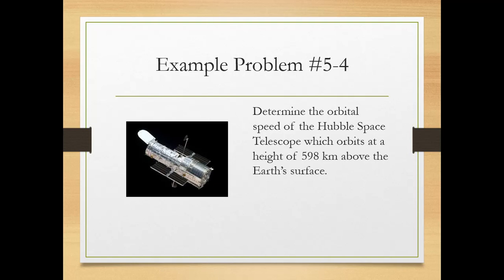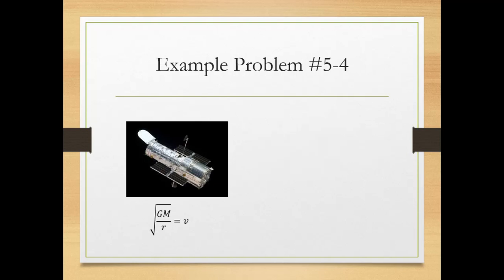Well, the orbit of the Hubble Space Telescope is 598 kilometers above the Earth's surface. The other crazy thing about this mission is that this is one of the furthest missions the space shuttle ever took from the Earth's surface. So the first thing we need to do is know the mass of the Earth, the universal constant of gravity, and the radius, if we want to calculate the speed of this orbit.